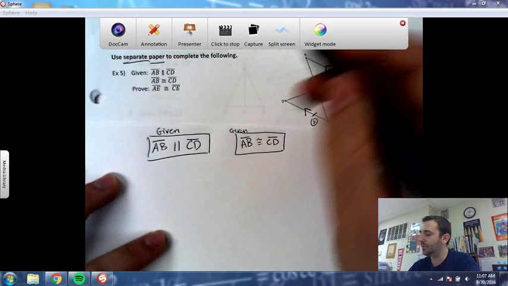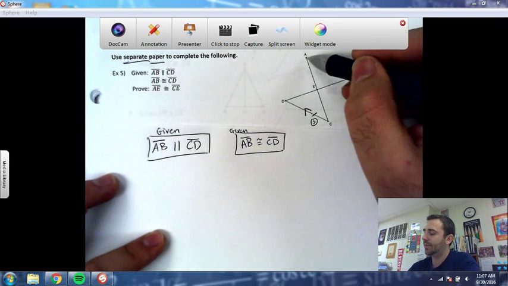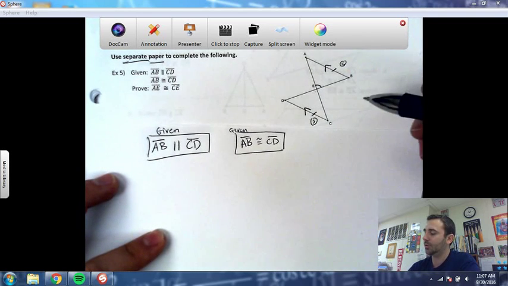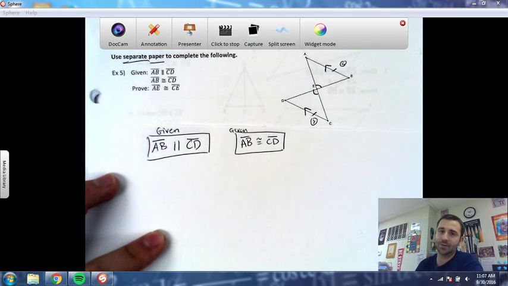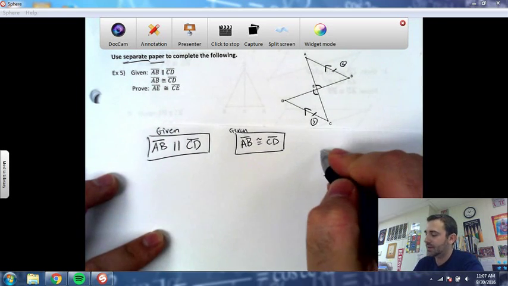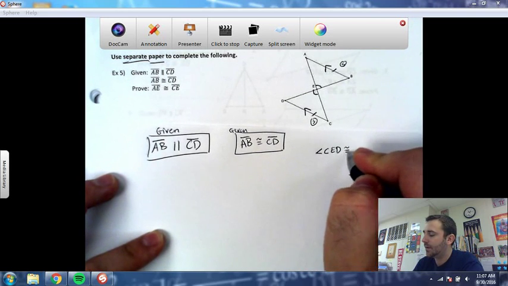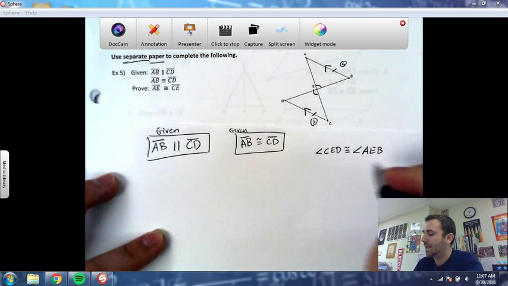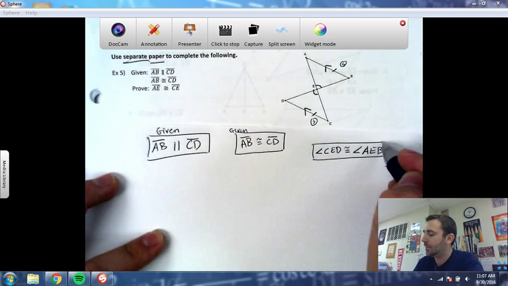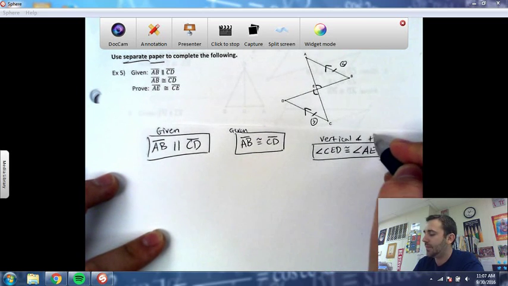So then I want to look at the picture and figure out what else do I know. Well, I also know that AEB is congruent to CED because of the vertical angle theorem. Vertical angles give us congruent angles. And so I'm going to write that. Angle CED is congruent to angle AEB by the vertical angle theorem.